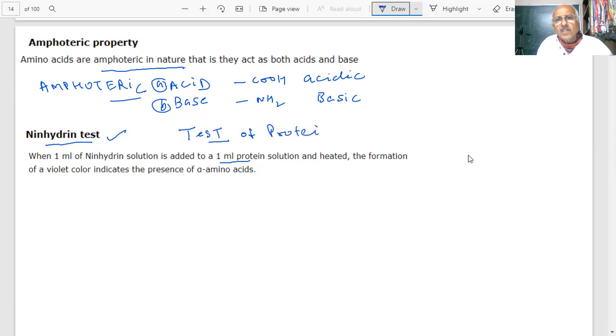In the chemistry lab, you have done tests for glucose, carbohydrates, fat, and protein. When heated, the formation of violet color indicates the presence of amino acids. If you are more interested in this, you can look it up in the books; we don't need more than that. In the lab also, you are doing certain tests, so this test can be done.